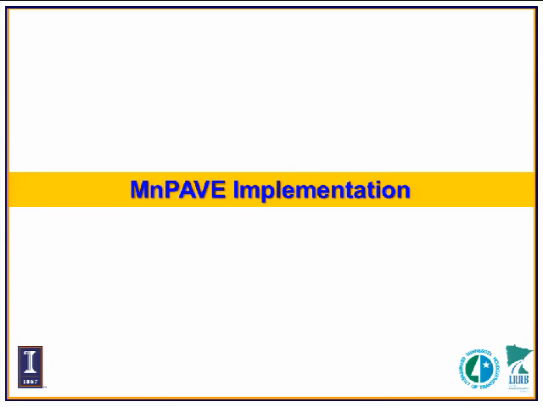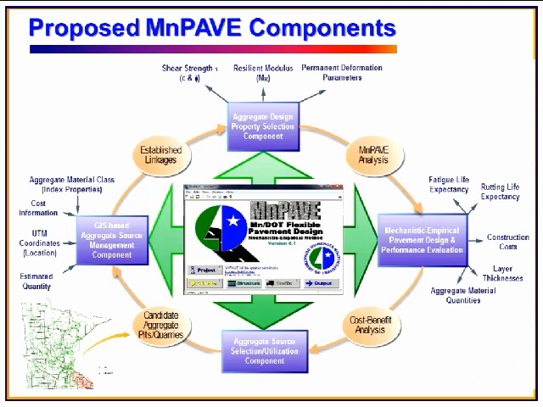I will briefly talk about some implementation plan based on our findings. So these are the different components. The first one is for aggregate source selection, because they already have an online database for all the aggregate quarry and pit locations. So if we incorporate that database, then we can come up with this component.